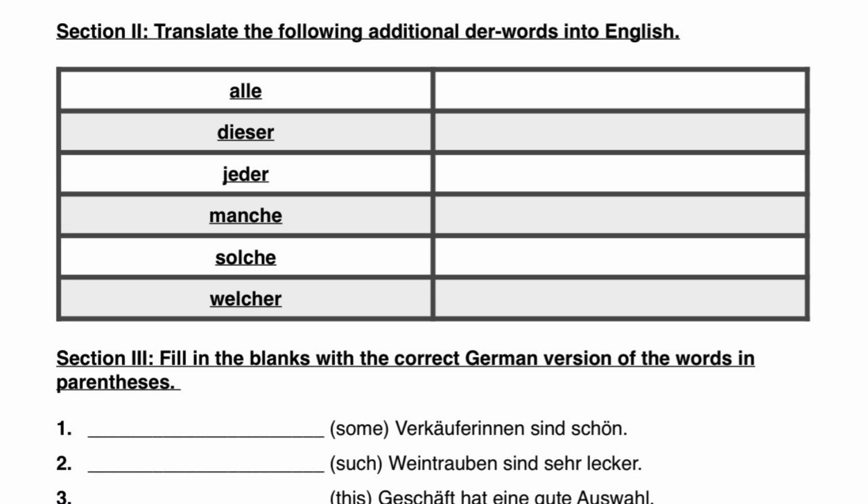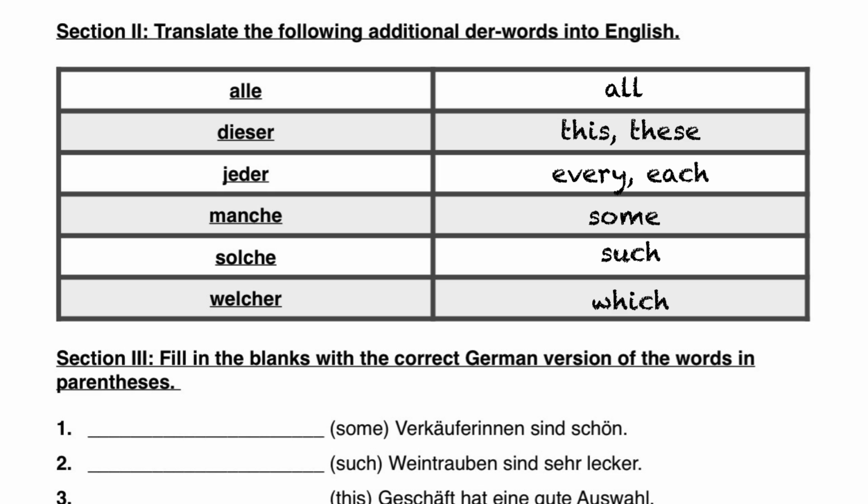In section 2 we get the rest of these words and how to use them based on what their translation is in English. First one on our list here is very similar to the English word. We have alle, which means "all." Dieser, which we just did, is "this" or "these." Jeder means "every" or "each." Manche means "some." Solche is "such" in English. And welche is "which."